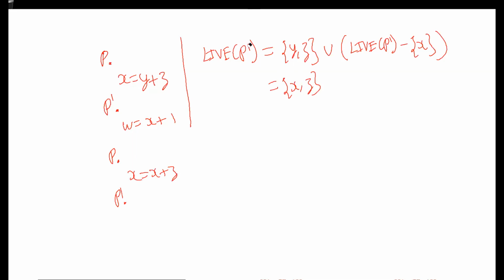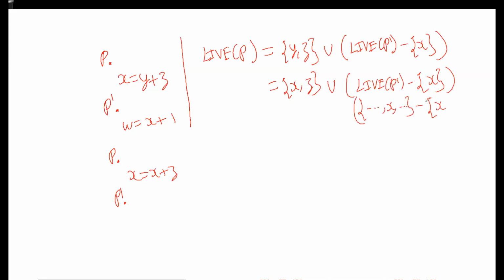sorry, I made a small mistake here. So live of P is equal to this. From this equation, we can see that x, z, so x is live at program point P. So what happens is, let's say if you consider this particular case, at program point P prime there are many variables that are live along with x.